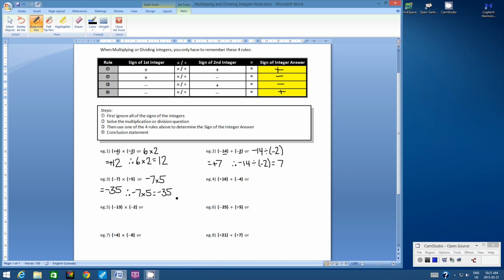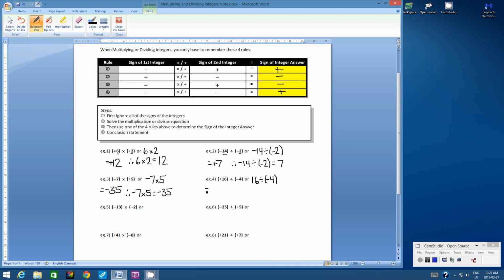All right, let's go on to example 4. So hopefully this isn't too complicated and I hope you're getting it. So if you can stay ahead of me, that would be great. So example 4, we have positive 16 divided by negative 4. So first thing, I'd like you to rewrite the question in standard form. All right, so we got 16 divided by negative 4.